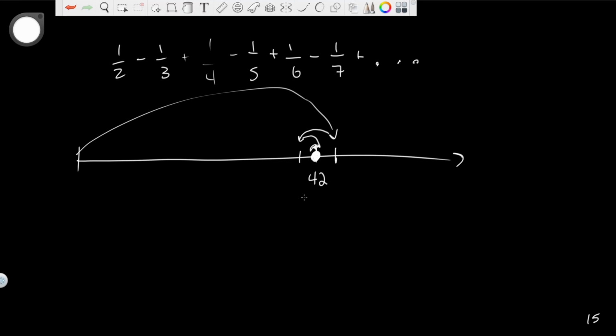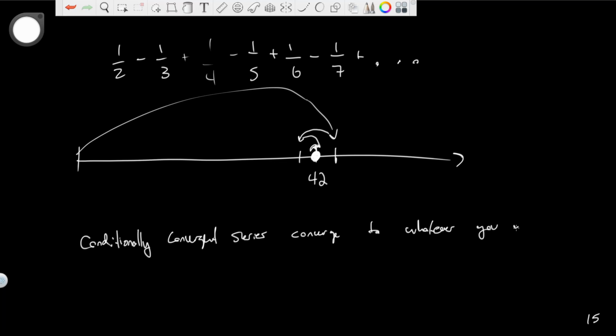But conditionally convergent series converge to whatever you want. And that is one of the many things that is beautiful about math. And that's what we're going to finish this video with, Riemann's rearrangement theorem.